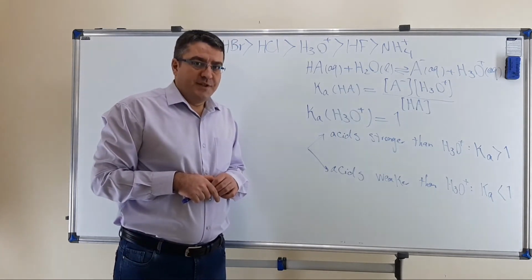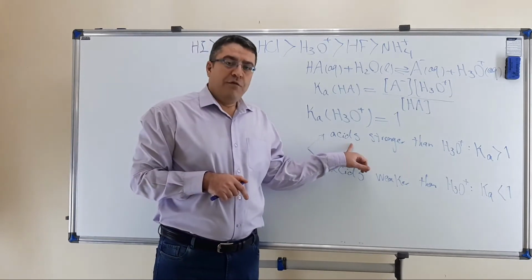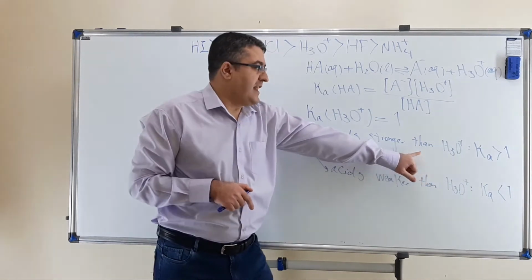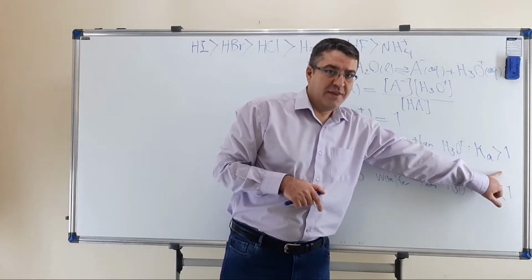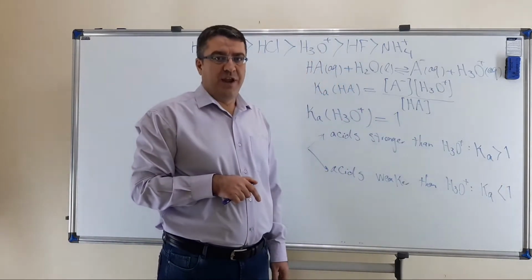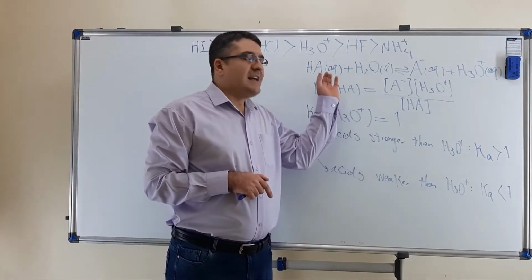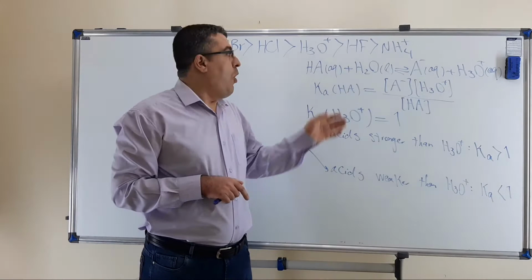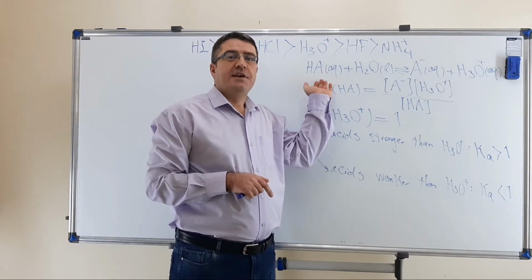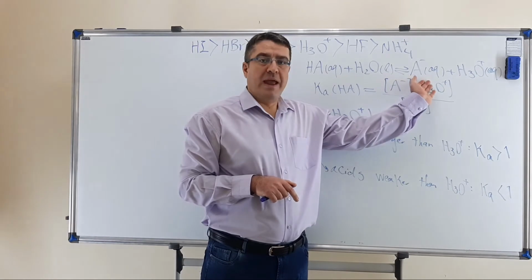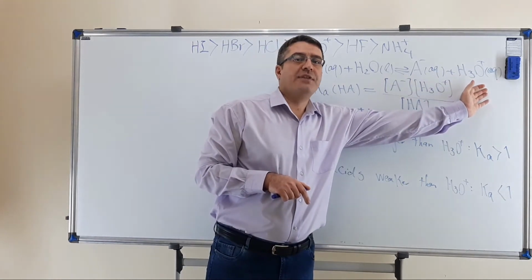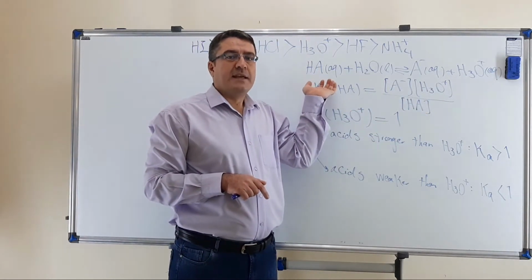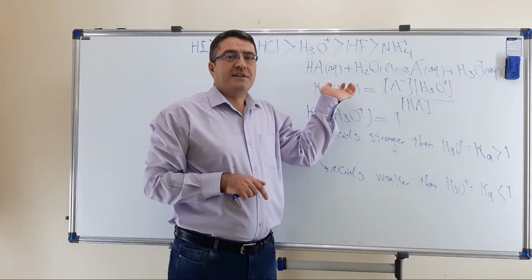In aqueous solutions, for acids stronger than hydronium cation, with acidity constant greater than 1, at common concentrations, the acid dissociation reaction is almost complete. Almost all of the acid is converted to its conjugate base and the conjugate acid of the solvent, and almost none of the acid remains in the form of its conjugate acid.